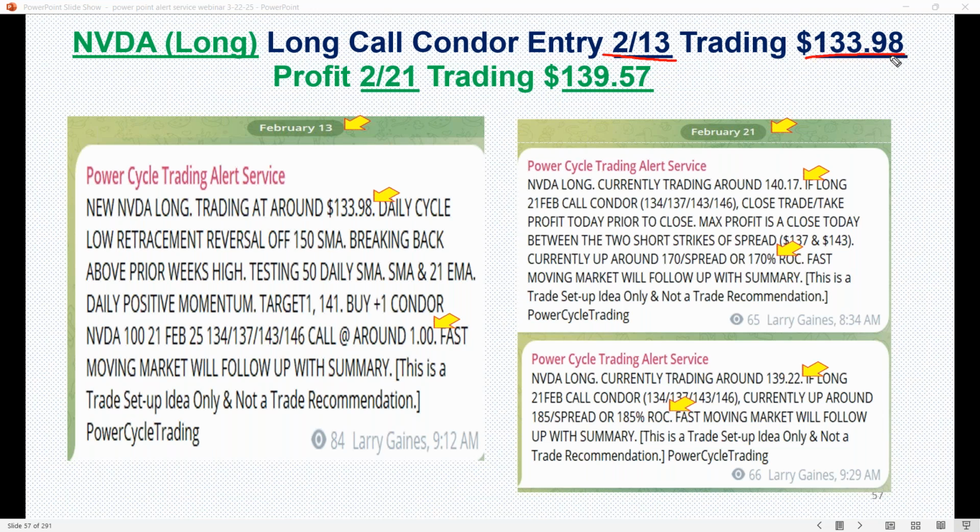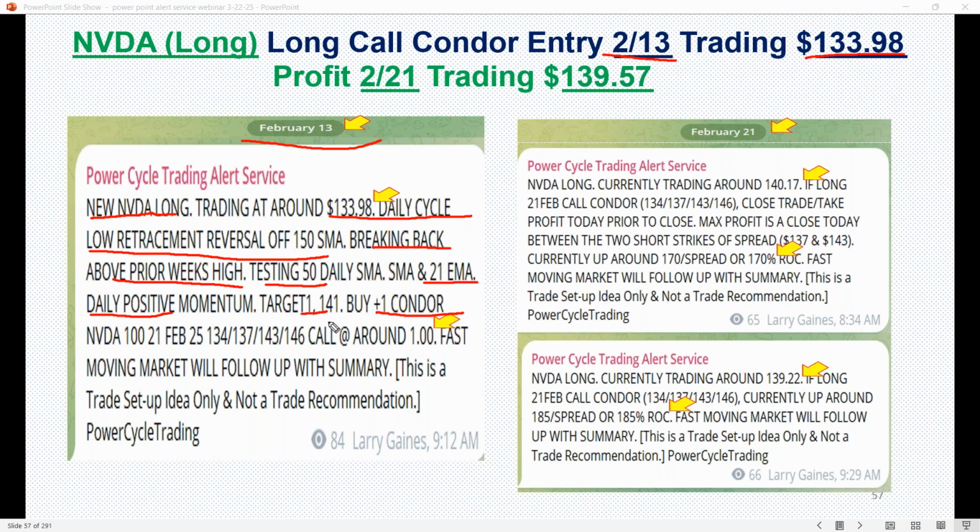It was trading at 133.98. And so we did a long condor on NVIDIA, long, trading at 133.98. Daily cycle low, retracement reversal off the 150 simple moving average, breaking back above prior week's high, testing the 50 simple daily moving average and 21. Okay, so I'm just trying to give you all the details of why I'm doing the trade so you feel comfortable taking the trade, and then you can decide if you want to or not. Daily positive momentum, target 141, buy a condor.